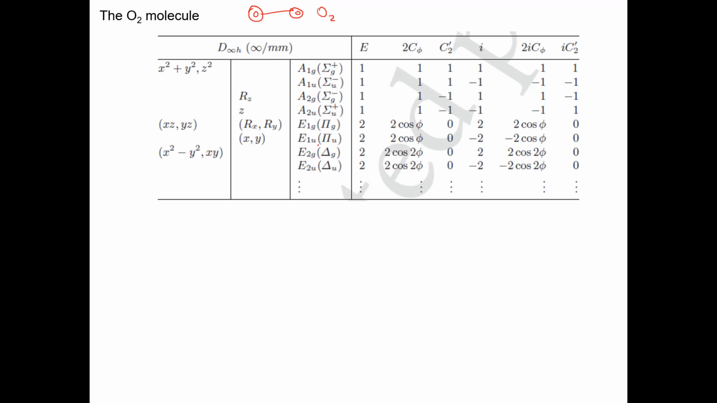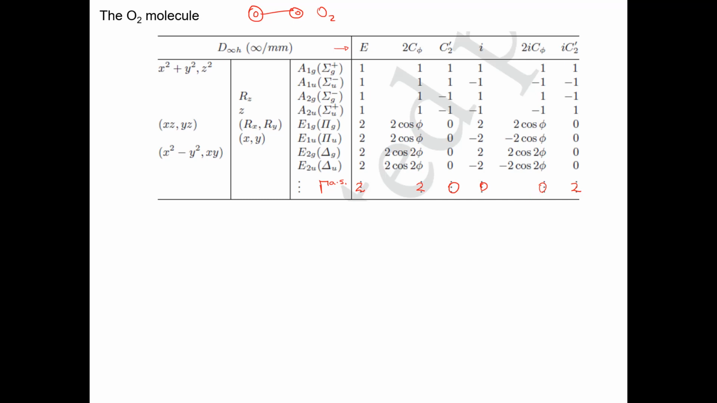The first thing to do is to calculate, and let me do it right here, the characters of the equivalent representation, and we have to look and see, under the different symmetry operations of the group, how many atoms are invariant? And of course, for the identity, it's 2. For C phi is also 2. For C2 prime is 0, right? Because a C2 prime rotation will take one oxygen atom to the other one, and vice versa. And again, for the inversion is 0. And if you combine inversion and C phi, this is also 0. And for EC2 prime, this is again 2.